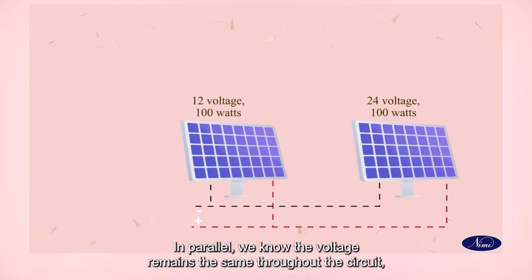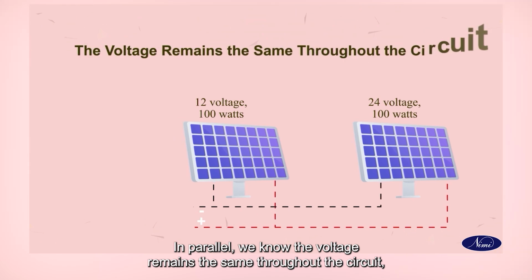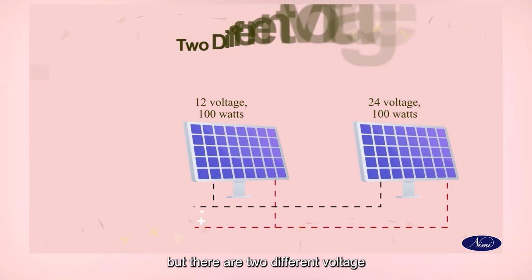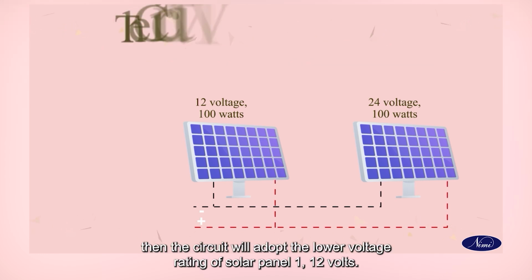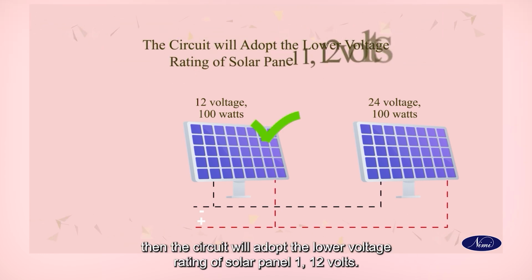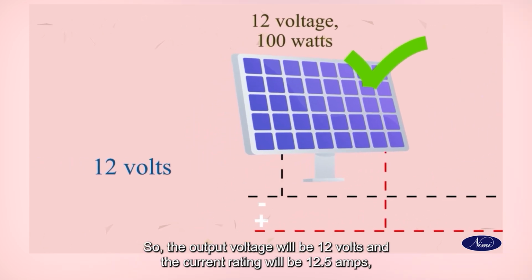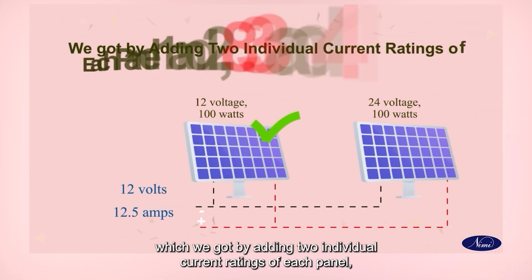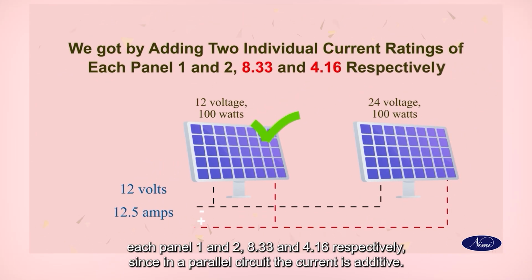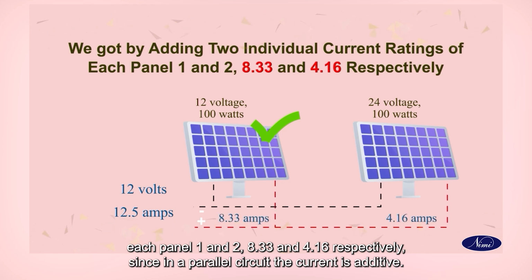In parallel, we know the voltage remains the same throughout the circuit. But here are two different voltage levels of solar panels connected in parallel, so the circuit will adopt the lower voltage rating of solar panel 1, that is 12 volts. So, the output voltage will be 12 volts and the current rating will be 12.5 amps, which we got by adding the two individual current ratings of panels 1 and 2, 8.33 and 4.16 respectively, since in a parallel circuit, the current is additive.